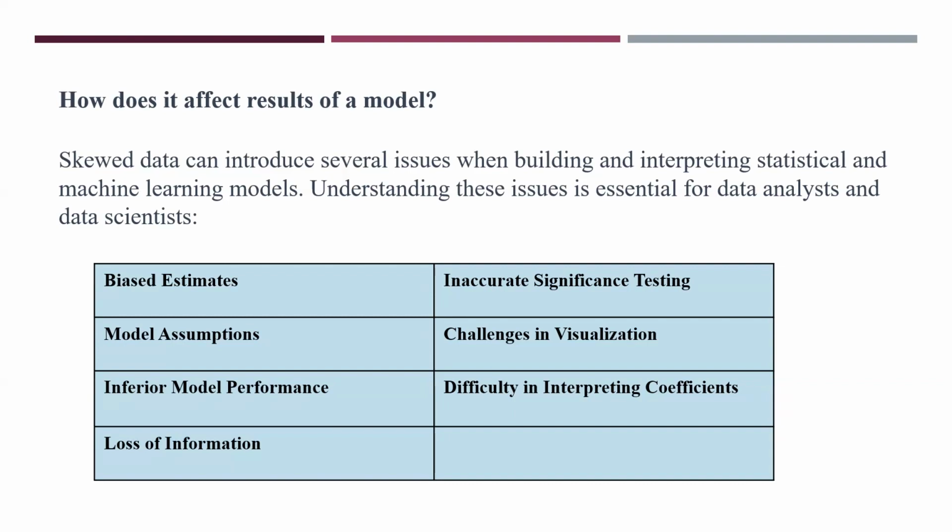The next comes inaccurate significance. In hypothesis testing and statistical significance analysis, skewness can lead to incorrect conclusions. P-values and confidence intervals may be biased, potentially leading to type 1 or type 2 errors.